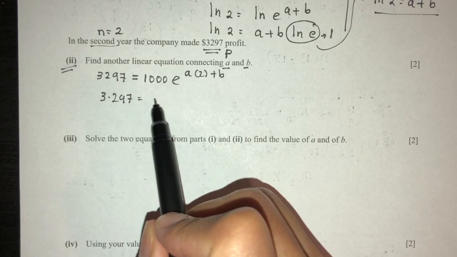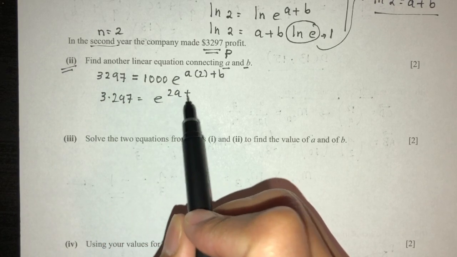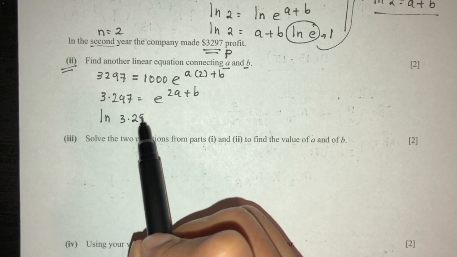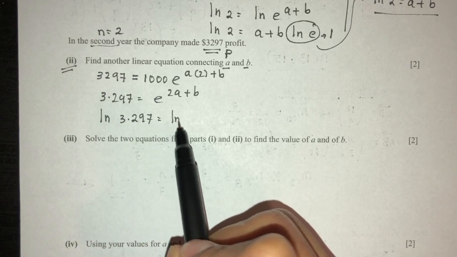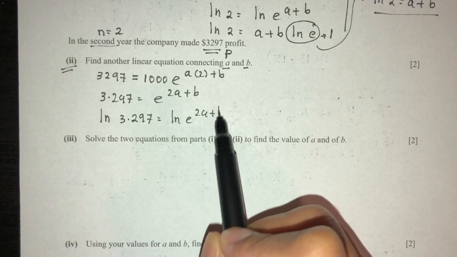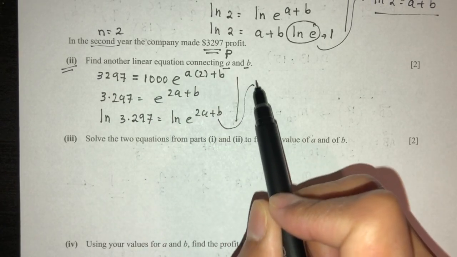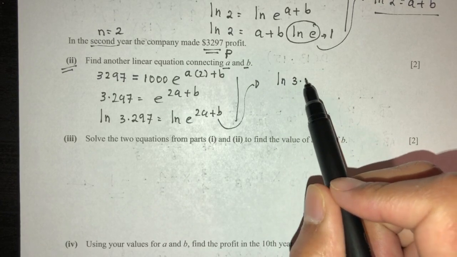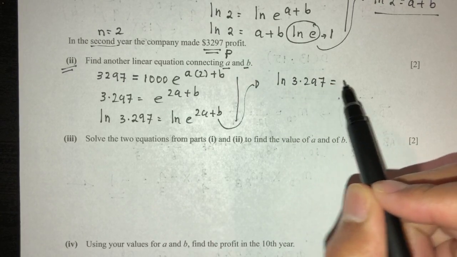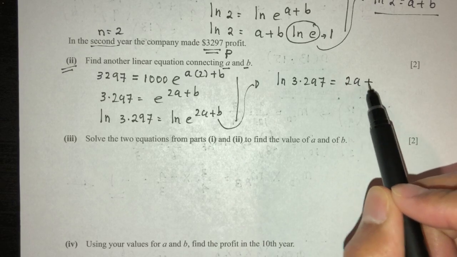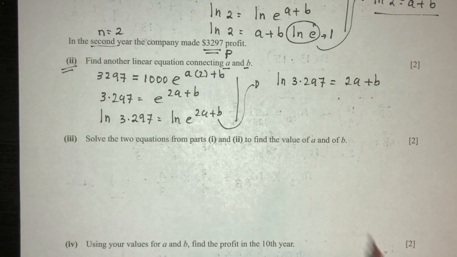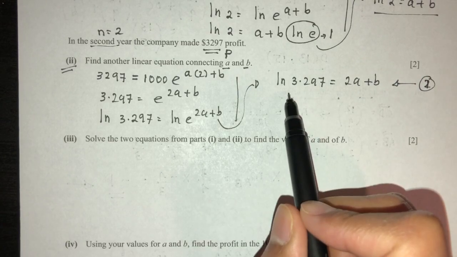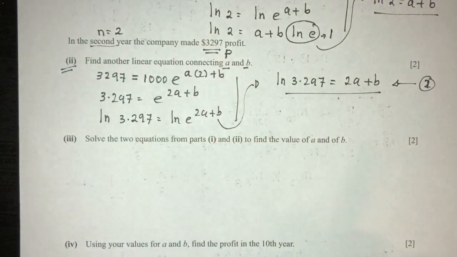You will have 3.297 equal to e to the power 2a plus b. Apply ln on both sides. That will give ln of e to the power 2a plus b. And finally, continuing here, you will have ln 3.297 is equal to 2a plus b. Okay, that is the other linear equation that we have. So this is one and this is the other.